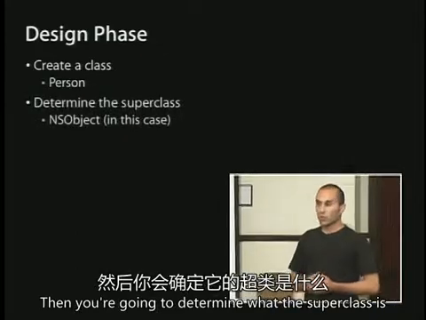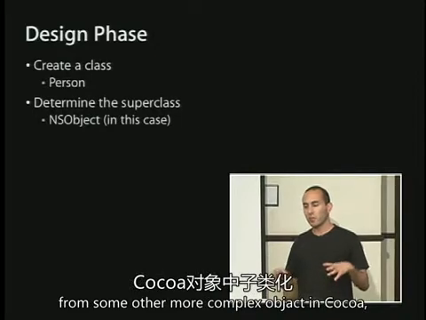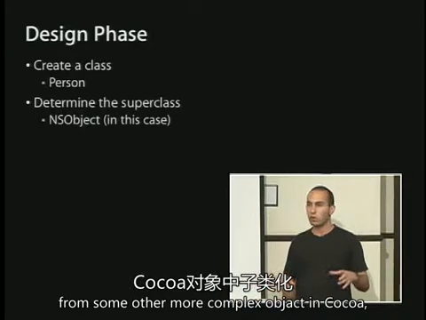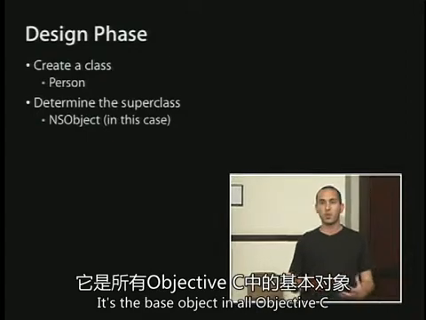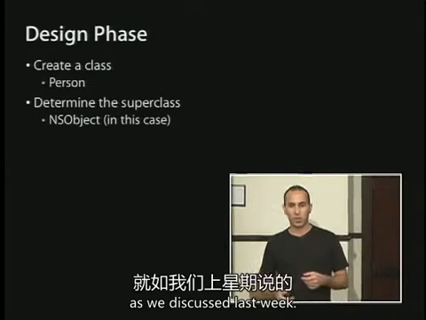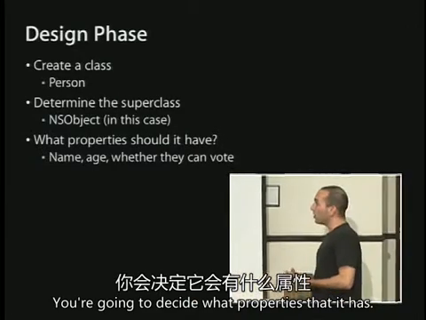Then you're going to determine what the superclass is. In general, if you're not subclassing from some other more complex object in Cocoa, NSObject is the object you're going to subclass from. It's the base object in all Objective-C, as we discussed last week. You're going to decide what properties it has.